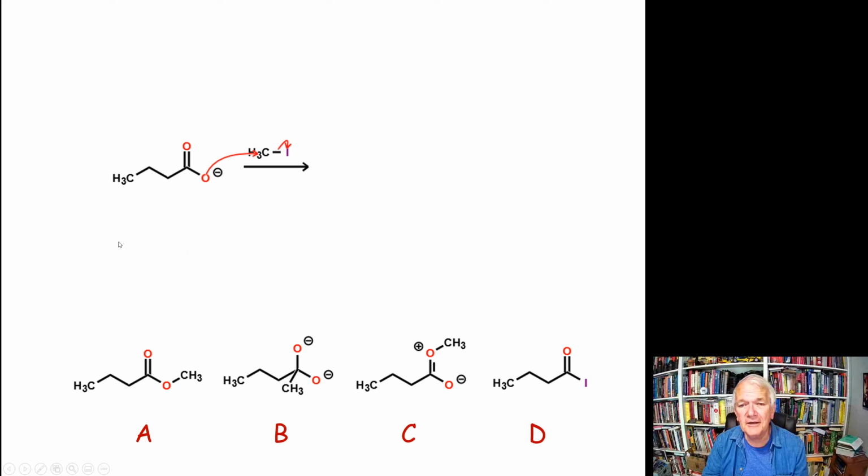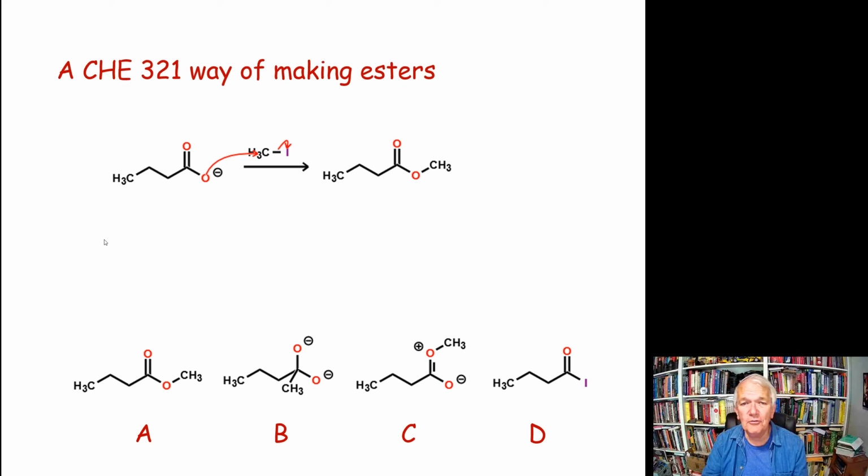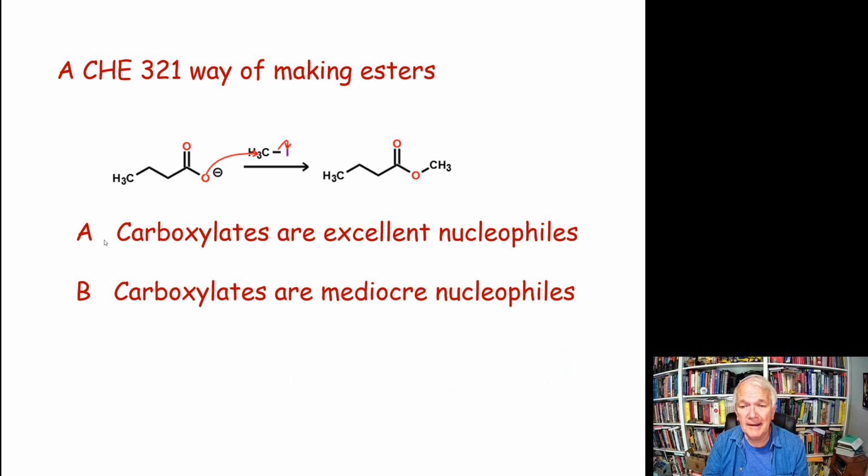Well, you took 321. You know what's going to happen. We're going to do an SN2 reaction. The carboxylate is going to attack the methyl, kicking out the iodide, being a pretty good leaving group. So this is a Chem 321 way of making esters. Now, it turns out, though, that it's not very general.